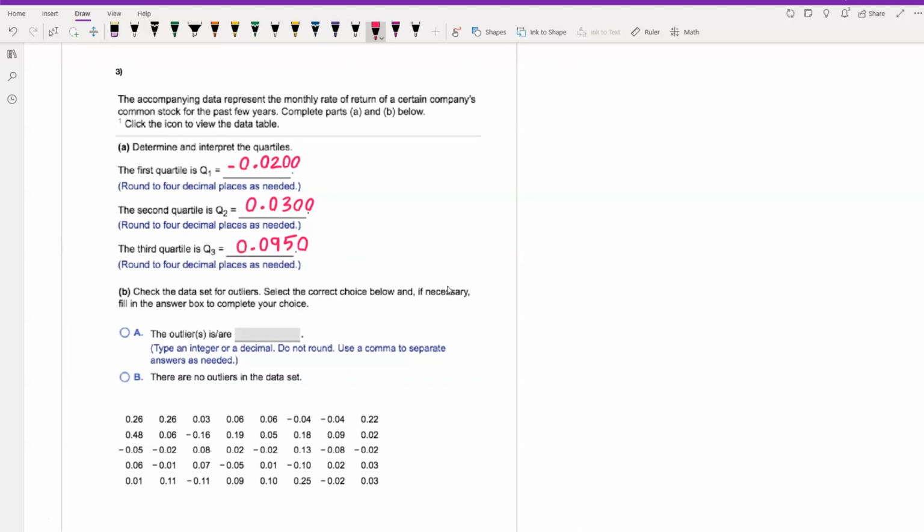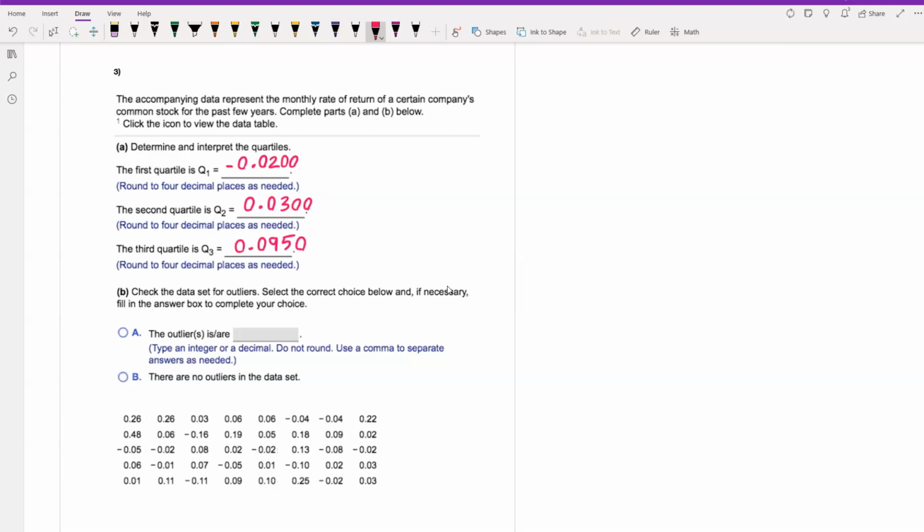And then to find outliers, we have to find lower fence, upper fence. So first find interquartile range, which is Q3 minus Q1. So Q3 is 0.095 minus Q1. That is 0.115.